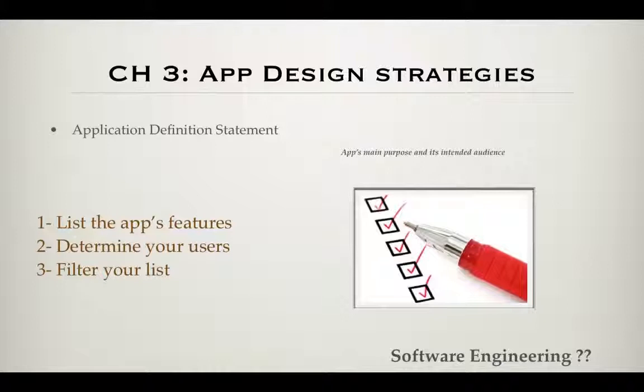So after listing, ask yourself, who are my users? And after knowing your users, you will filter your list by removing some features that do not match this type of users. So you'll get the new and final feature list for your application, and you can start building it. Okay.